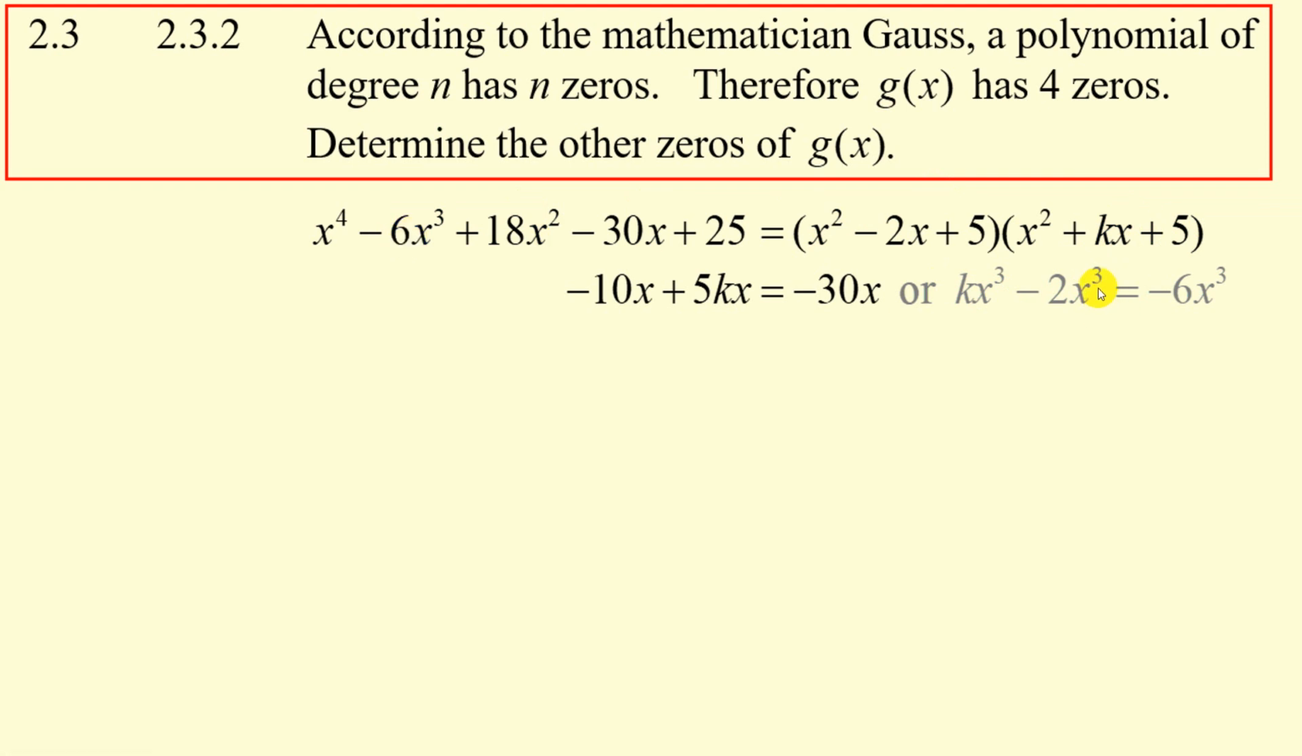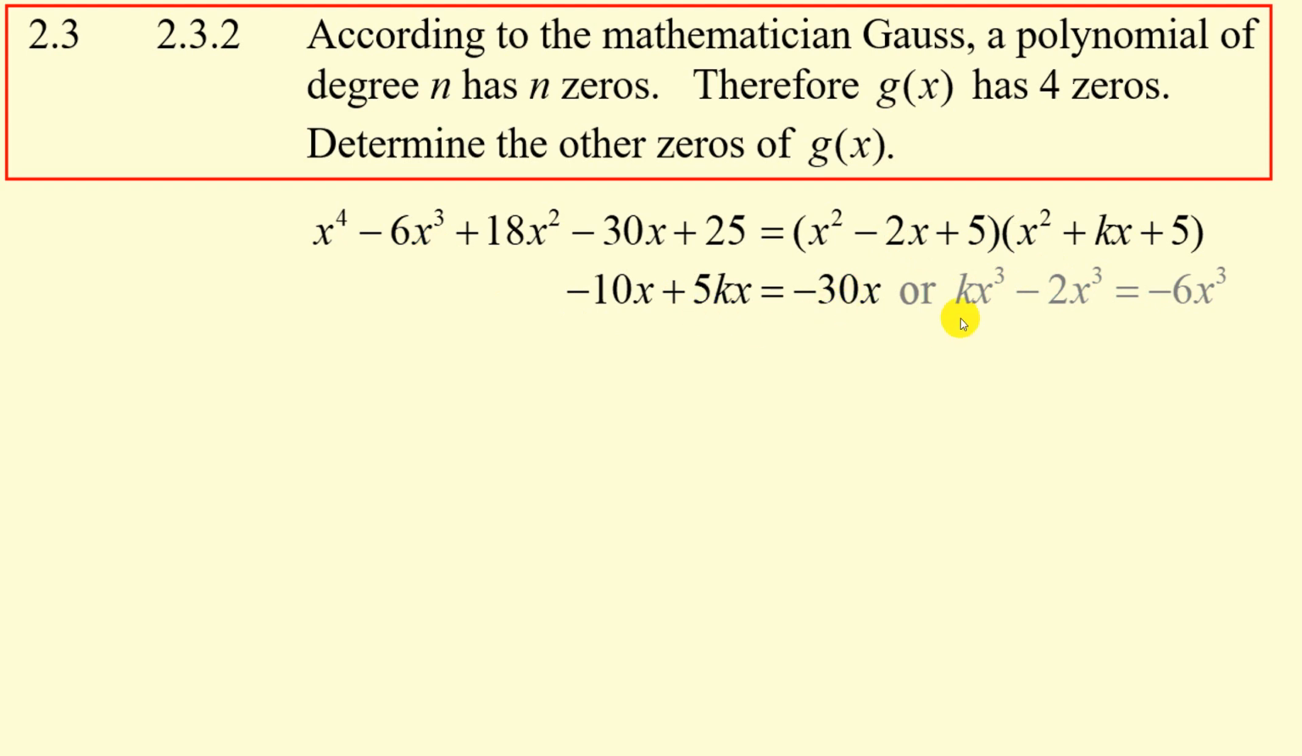Let's say that again, I'm talking nonsense. x squared times kx gives me kx cubed. Minus 2x times x squared gives me minus 2x cubed. So I've got the two x cubed terms, and they must equal the x cubed term.